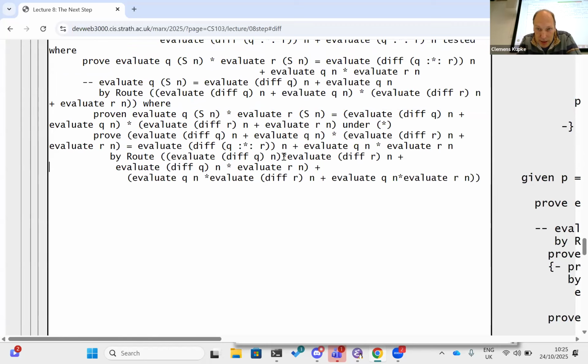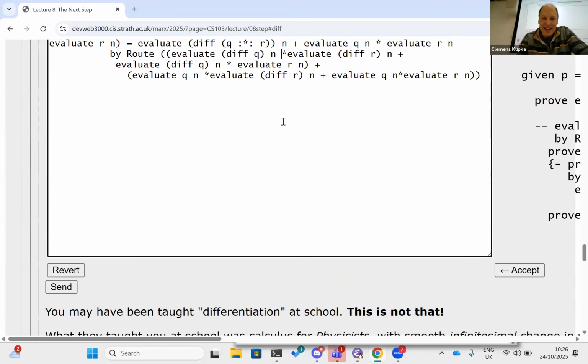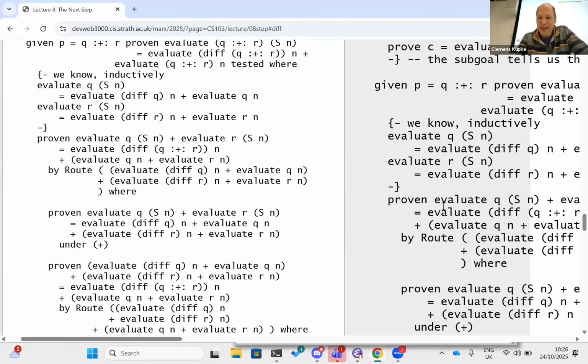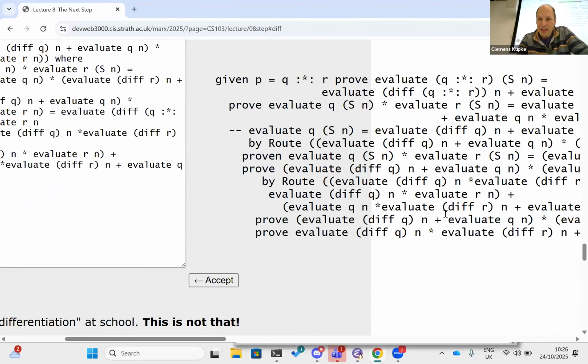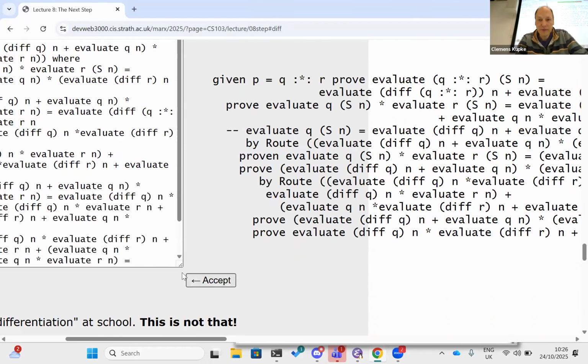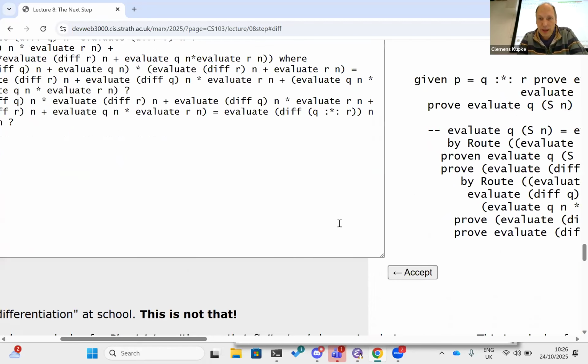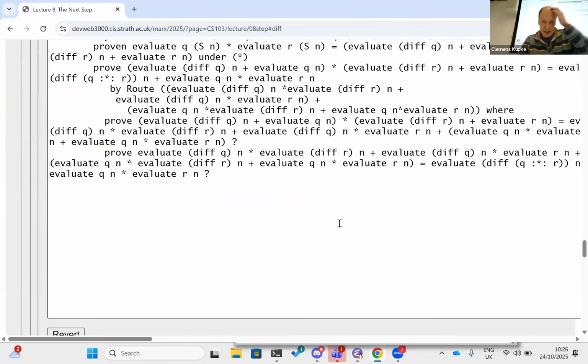Oh, wait, I forgot the bracket, I think. The closing bracket after the evaluate diff Qn for the multiplication, that one is extra. Yes. Okay, thanks. So yes. It helps having some form of syntax highlighting. Wait a second. This is good now. Good. Let's have a look where we are next.